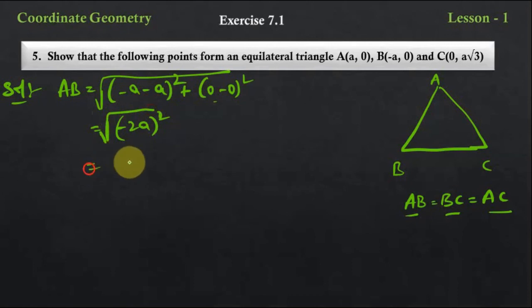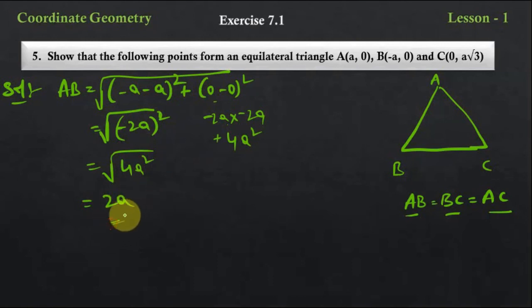Right, so if you observe, this will become how much? The square of 2a, whole square, means what? Minus 2a into minus 2a. So minus into minus is plus, 2 twos are 4, a into a is a square. So 4a square under root. So the square root of 4 is 2, a square means 1 square, but the root gets cancelled, you get 2a. Right, so the length of AB is 2a.